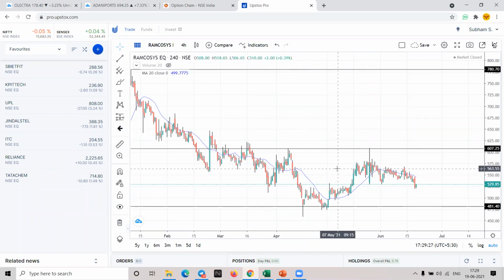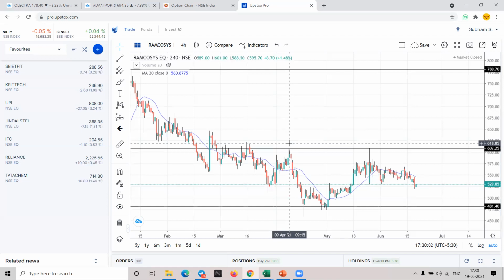Basically, we use this moving average for understanding the trend. If you look at it, this moving average is giving a downward slope, so that means this particular share is on the downward side. So we use the 20 moving average to understand the trend. This is clear: how the moving average is plotted and what its use is.